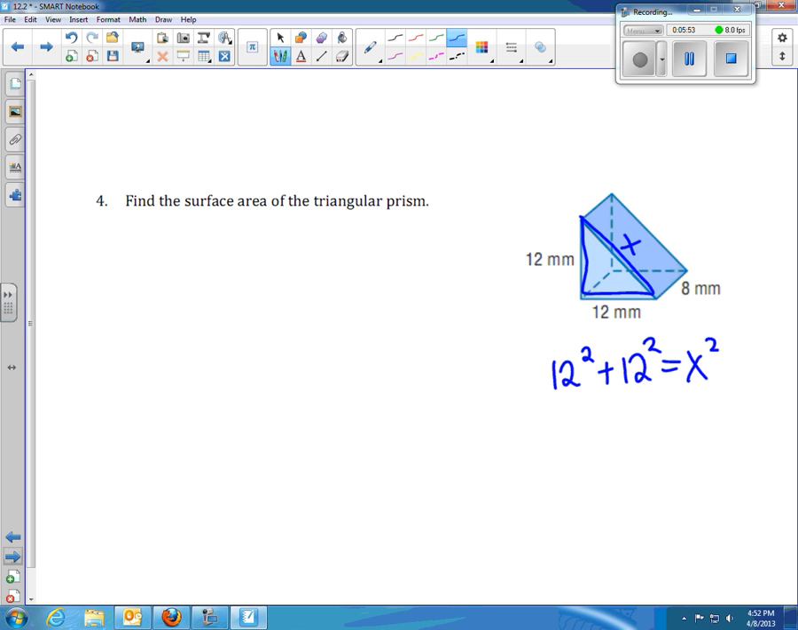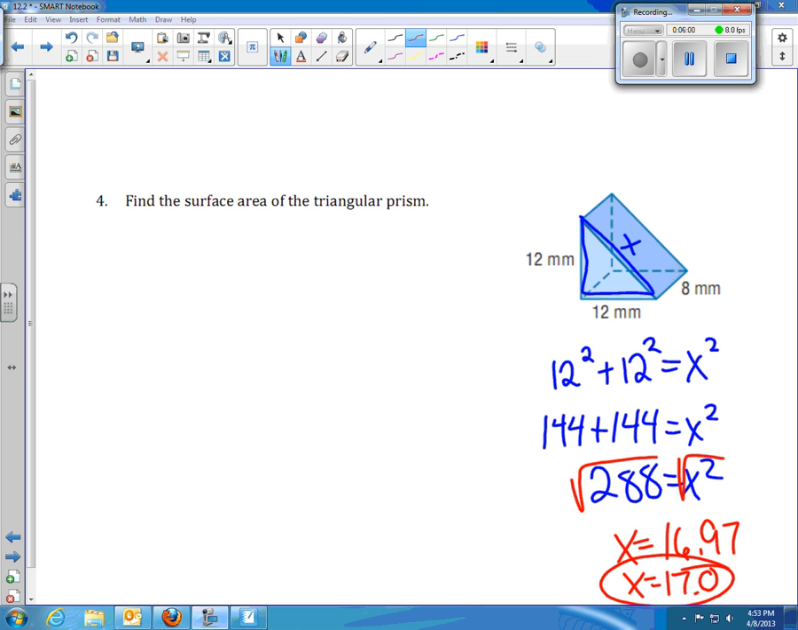Go ahead and pause the video and you're going to find out what that is. And when you're unpaused, the answer will be there. All right, so if you did that, we ended up with x equaling 16.97, but usually we round to 1 decimal place, so that'll round us up to 17. So I can go ahead and erase that x now and put 17 there.